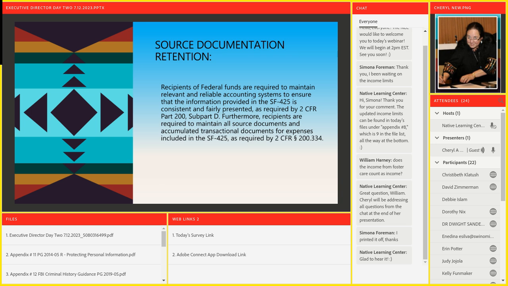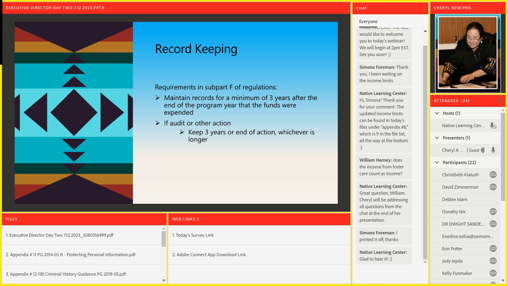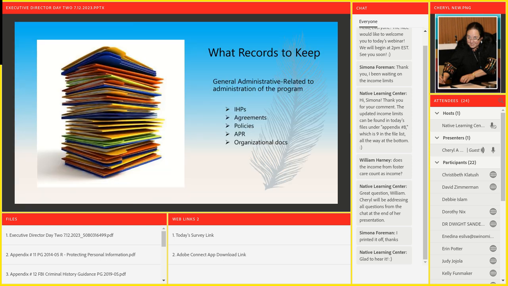Part 200, Subpart D. Furthermore, recipients are required to maintain all source documents and accumulated transactional documents for expenses that you include on that 425 as required by 2 CFR 334. Requirements for record keeping are in Subpart F of the regulations. You must maintain records for a minimum of 3 years after the end of your program year that the funds were expended. If there is an audit or any other type of action, you keep 3 years or until the end of the action, whichever is longer.